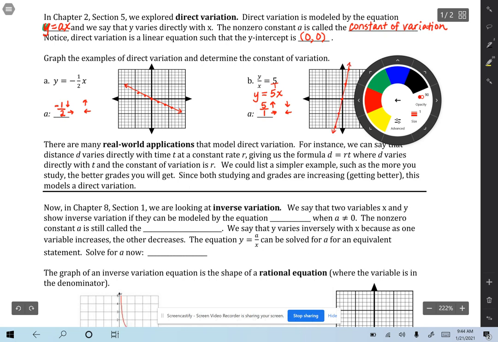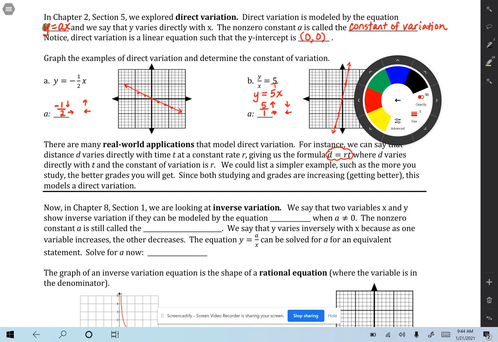There are many real-world applications that model direct variation. For instance, we can say that the distance d varies directly with time t at a constant rate r, giving us the distance formula, where d varies directly with t and the constant of variation would be r. We could list a simpler example, such as the more you study, the better grade you will get. Since both studying and grades are increasing, this models a direct variation.